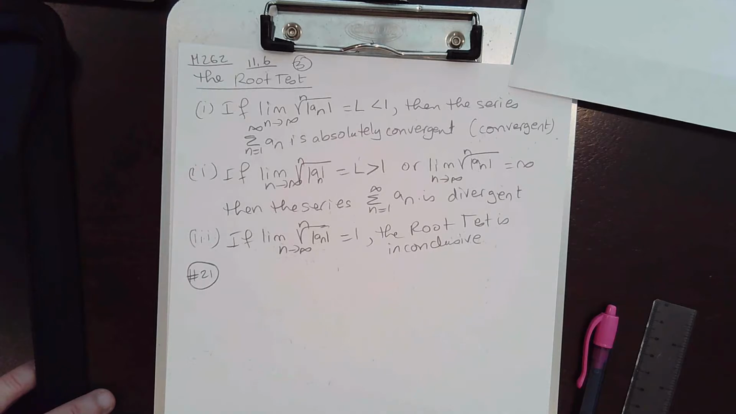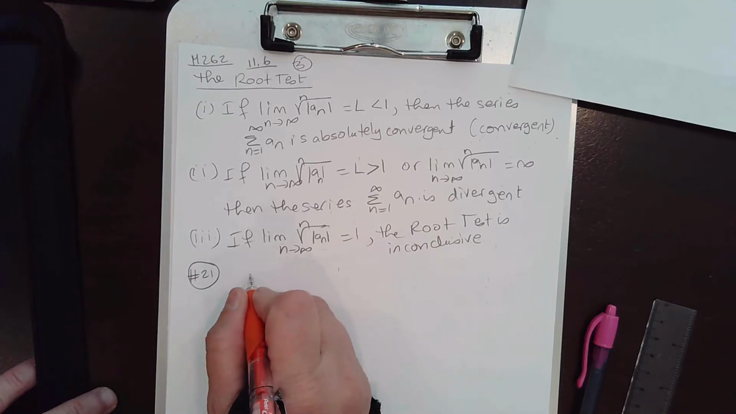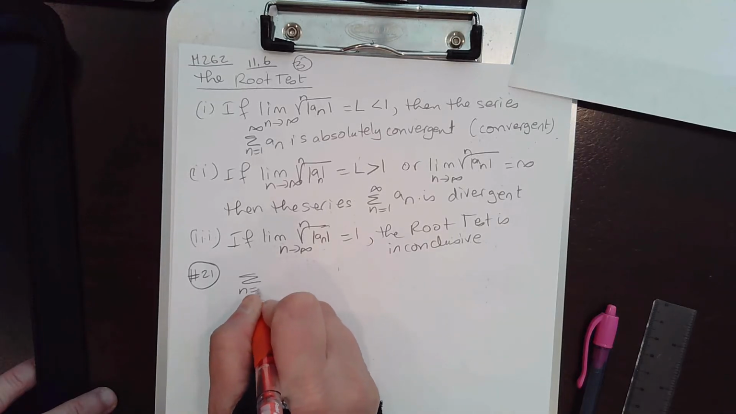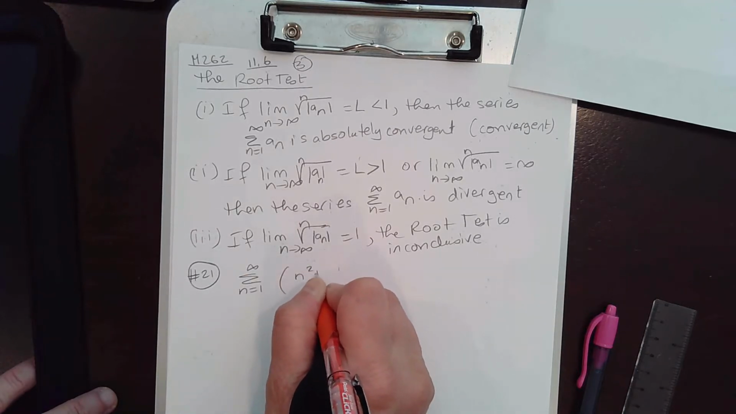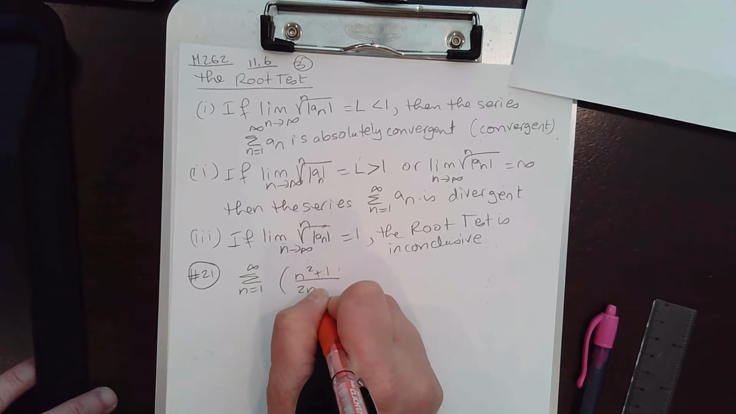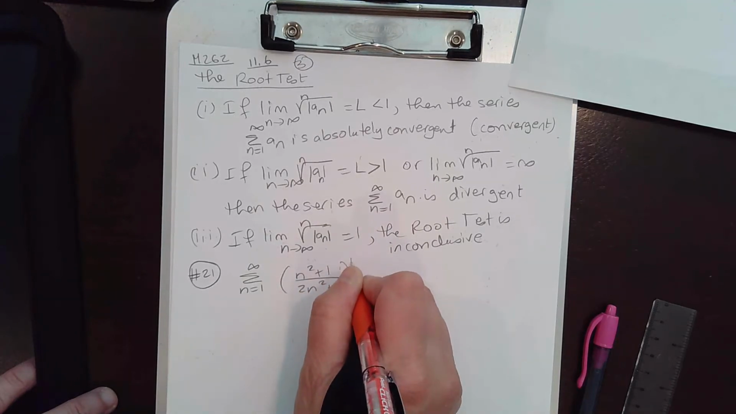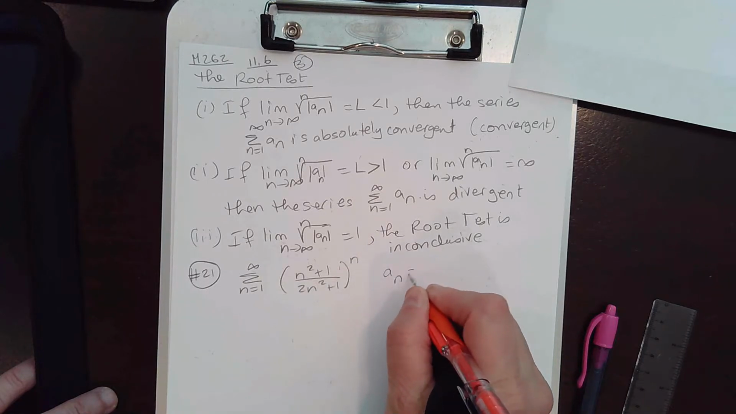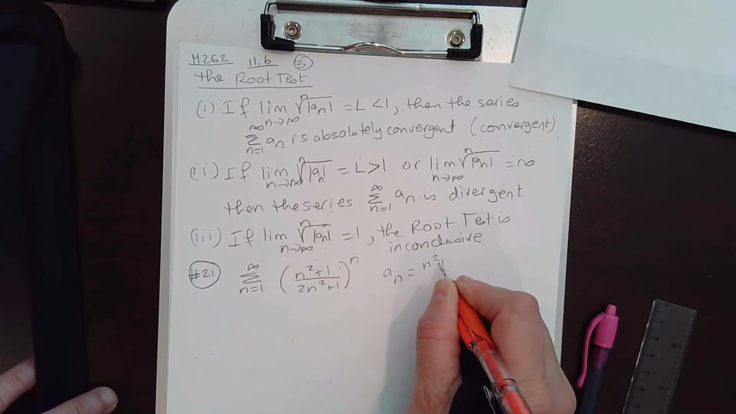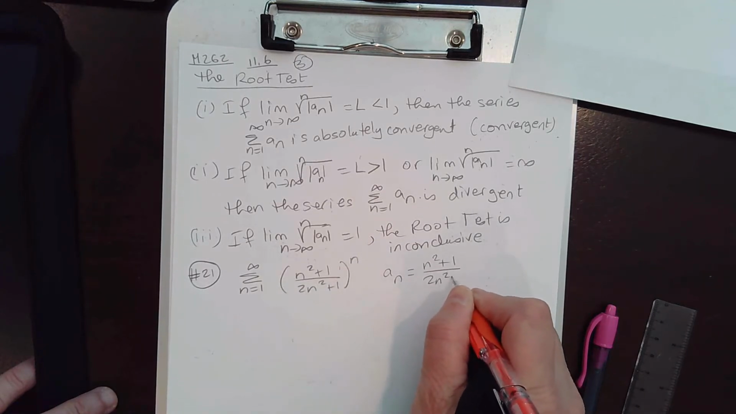Okay, so let's do number 21. In number 21, they're asking us to use the root test to determine whether the series is convergent or divergent. Number 21 is the sum, as n goes from 1 to infinity, of (n squared plus 1 over 2n squared plus 1) to the n power. So an is simply n squared plus 1 over 2n squared plus 1, all to the n.